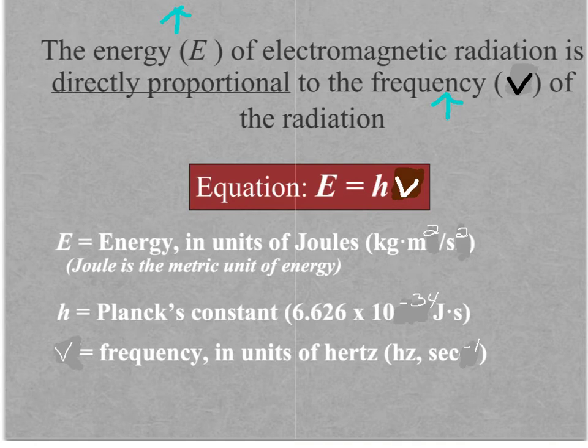Energy is denoted by a capital letter E. It has the unit of joules. Joule, again, is a metric unit of energy. We talked about this maybe the first chapter.